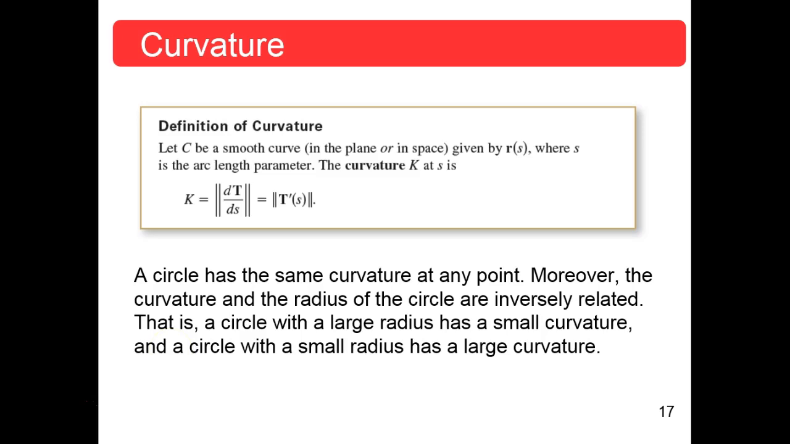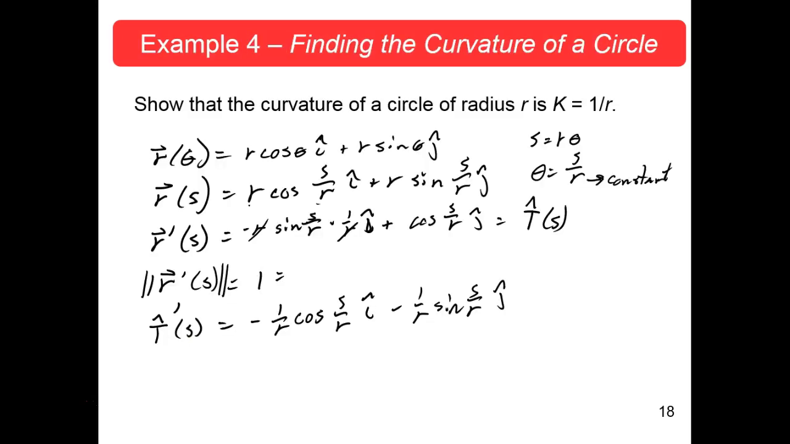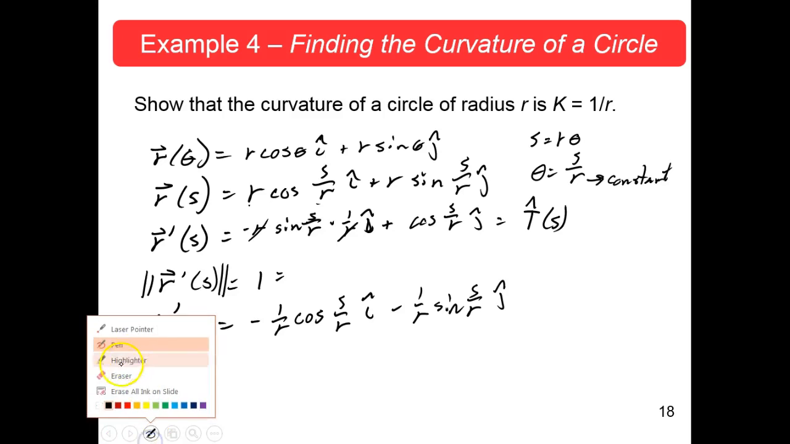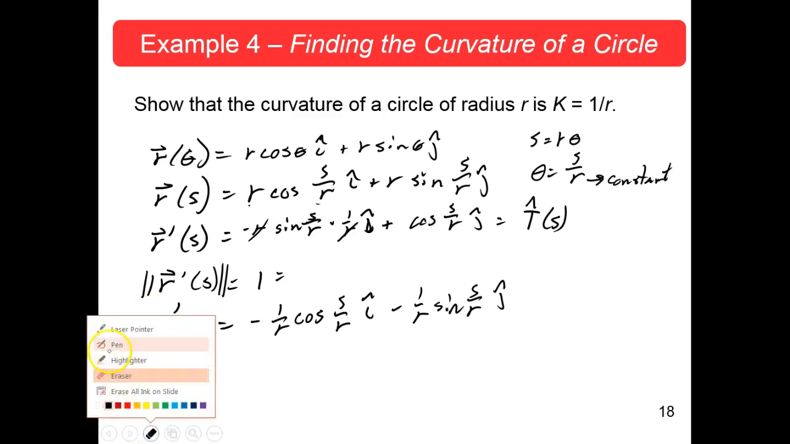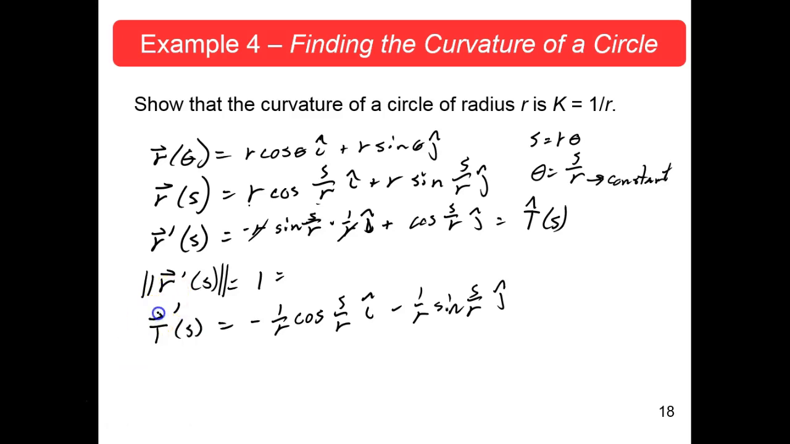magnitude of that T prime. Now, here, probably I shouldn't have put the hat on anymore, because once I take the derivative of a unit vector, it's no longer necessarily a unit vector. So I'll just make that a T with an arrow over it. Even though T is unit vector, T prime is probably not. So the magnitude of this T prime, which is going to give us exactly what we're looking for, which is our curvature K.